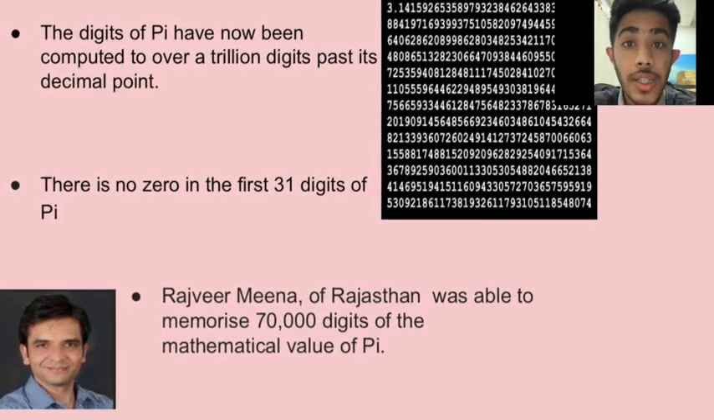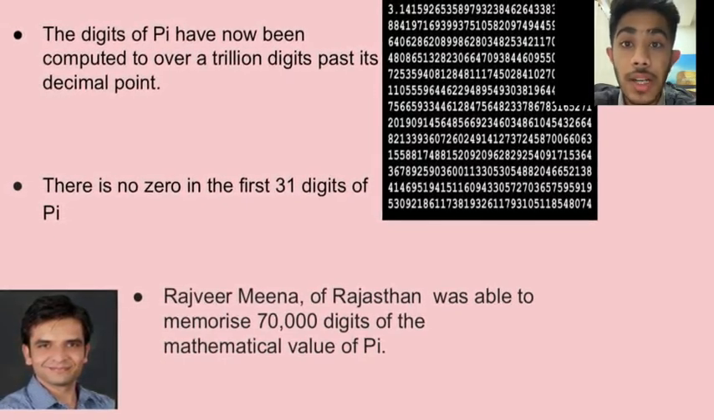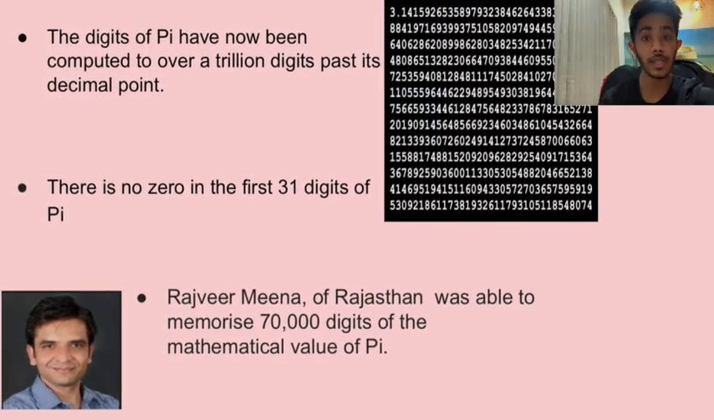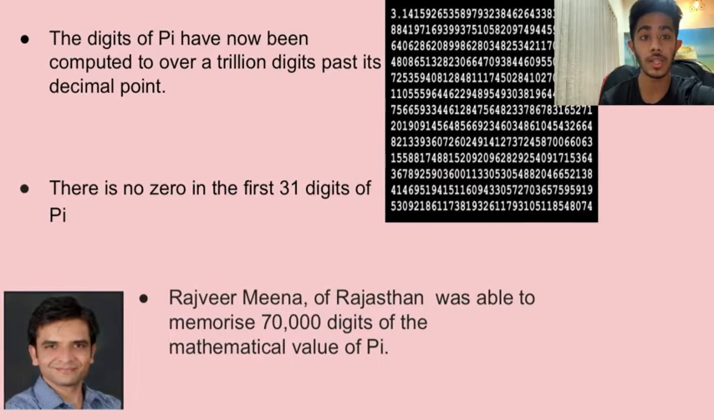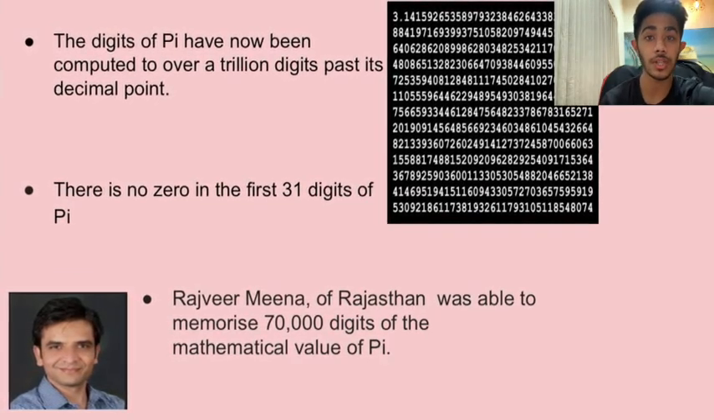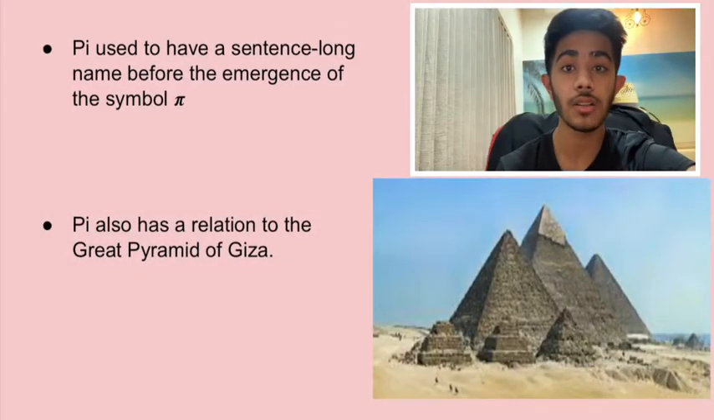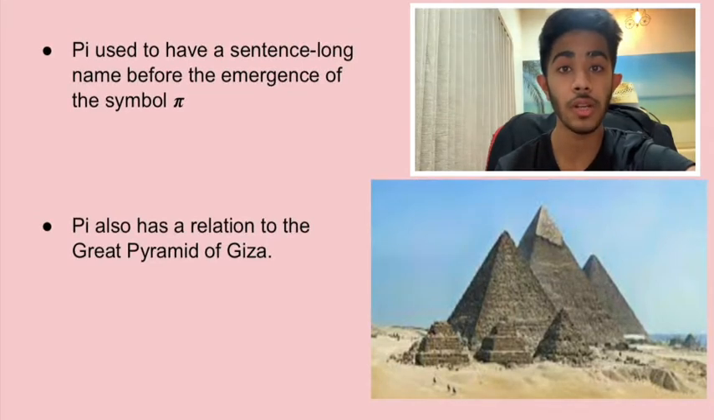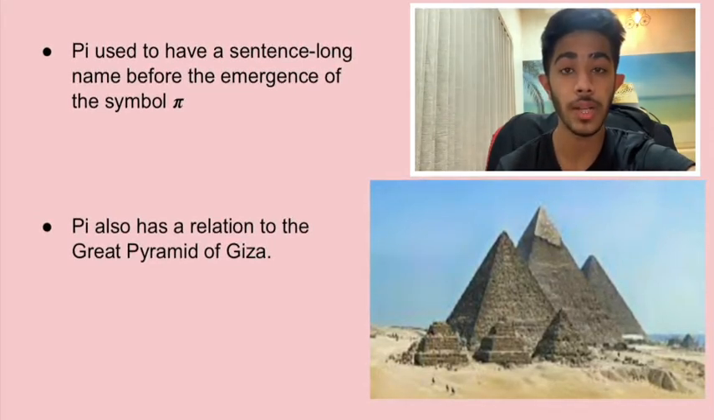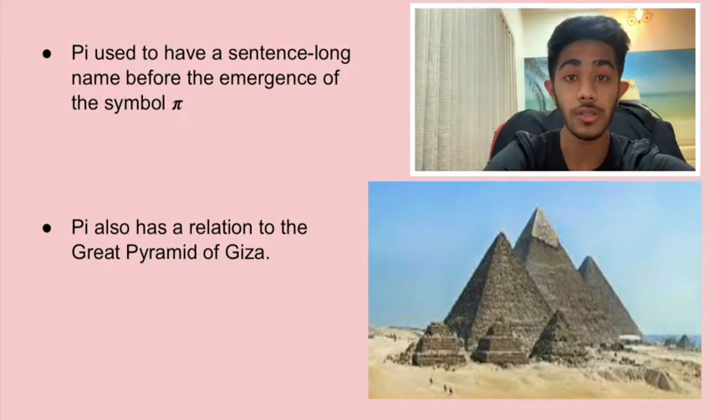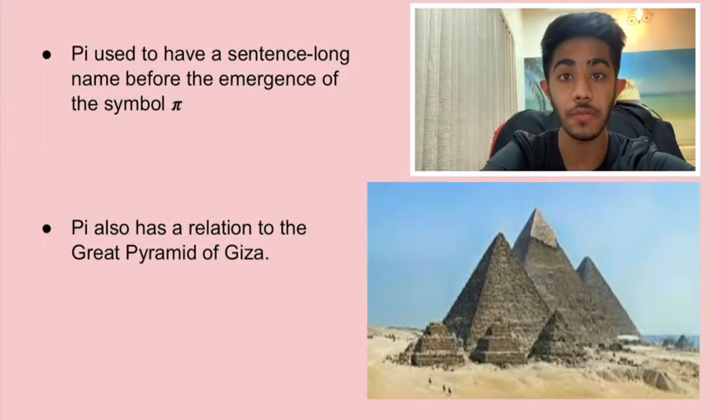Rajveer Meena of Rajasthan was able to memorize 70,000 digits of the mathematical value of pi. He is a resident of Mohocha village in the district of Rajasthan, and he took 9 hours and 27 minutes to recite them all. Pi used to have a sentence-long name before the emergence of the symbol pi, which means the quantity in which the diameter is multiplied yields the circumference. Pi also has a relation to the Great Pyramid of Giza.